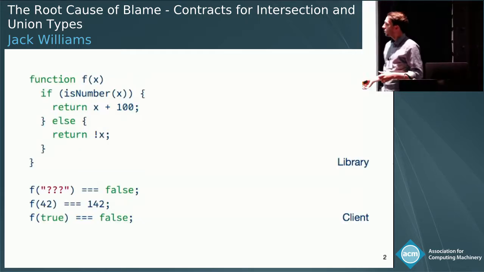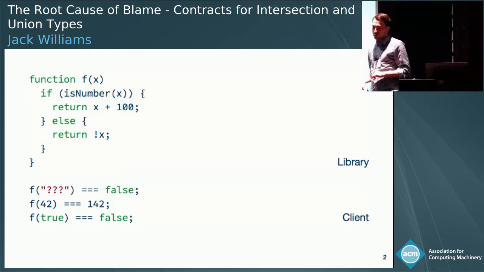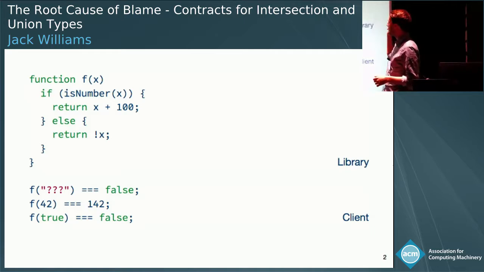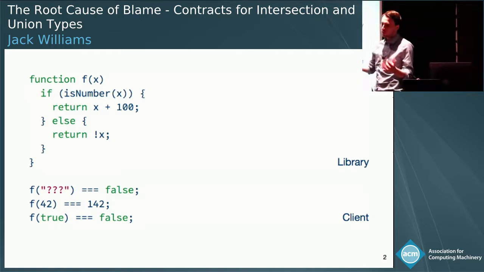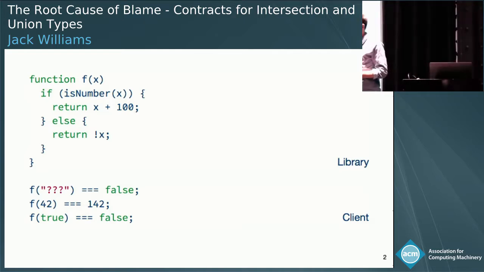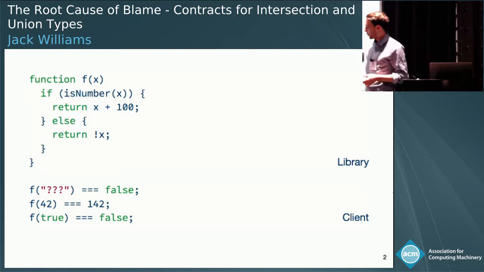So what's the context? Quite often we want to add contracts to untyped programs. So this is a JavaScript program, and we have a library, and we have a client. Our library is going to export this function f, and when the input is a number, it's going to add 100, and otherwise, it's going to perform Boolean negation on the input. And so our client might use this function in various ways. For instance, it might pass a string, and this is actually going to give us a result back, but it relies on JavaScript implicit coercions, and so we probably want to avoid that. But the other two seem reasonable: we pass it 42, we get back 142, and then true maps to false.